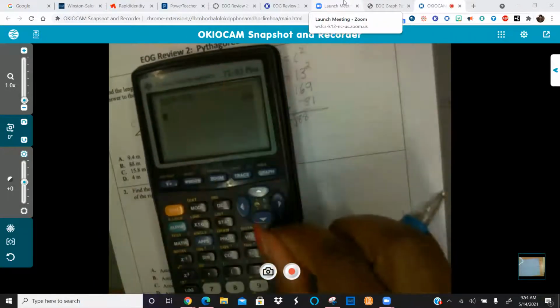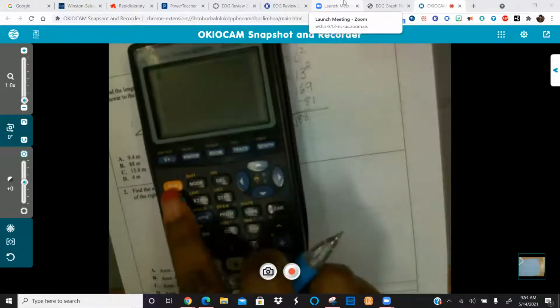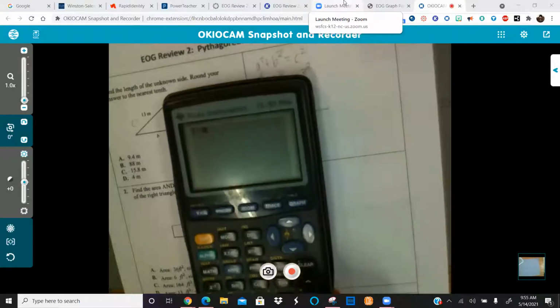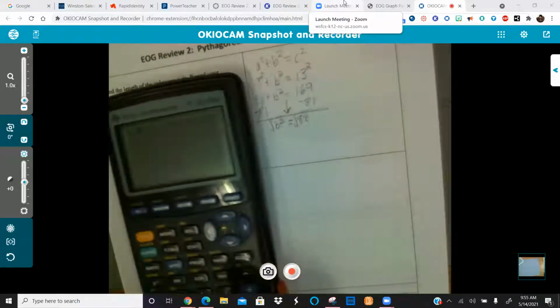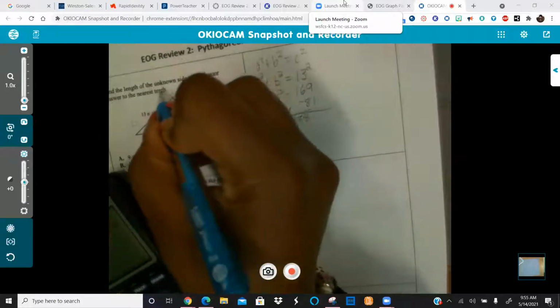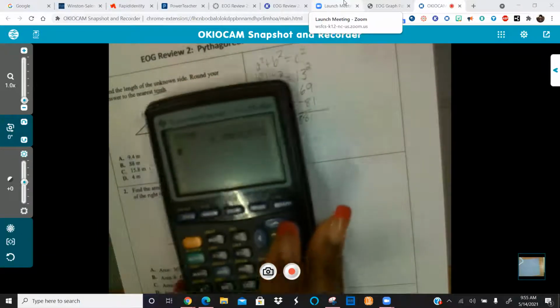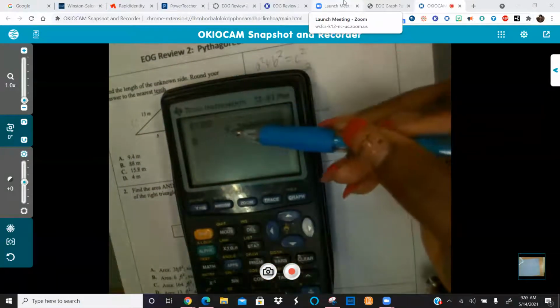So this is how you type in square root of 88. You press the second button, and then you go down and press the X squared button, which is right here. And that puts the square root symbol. Then 88 and press enter. And it says round your answer to the nearest tenth. So that's 1 space behind the decimal. So that's going to be 9.